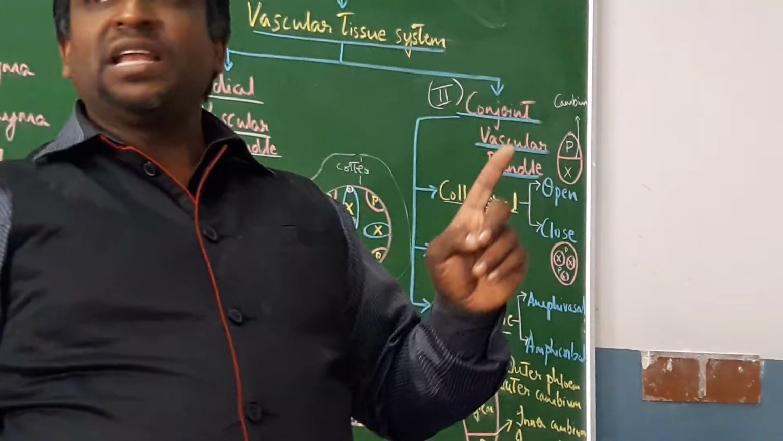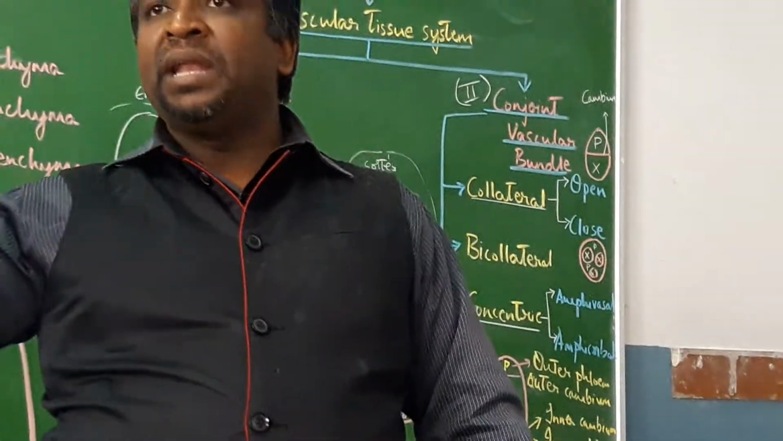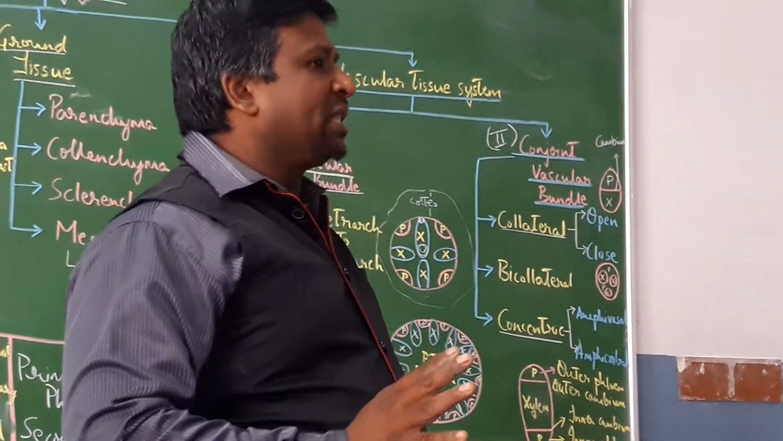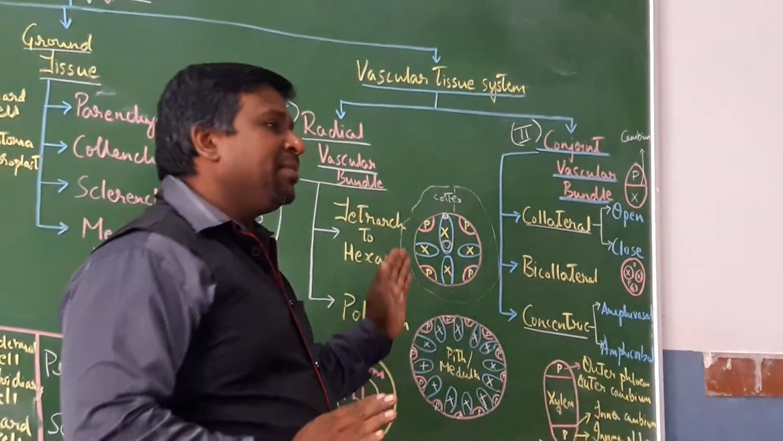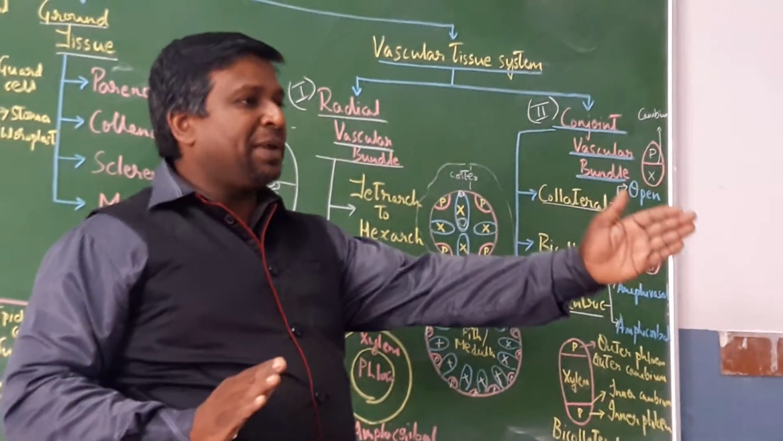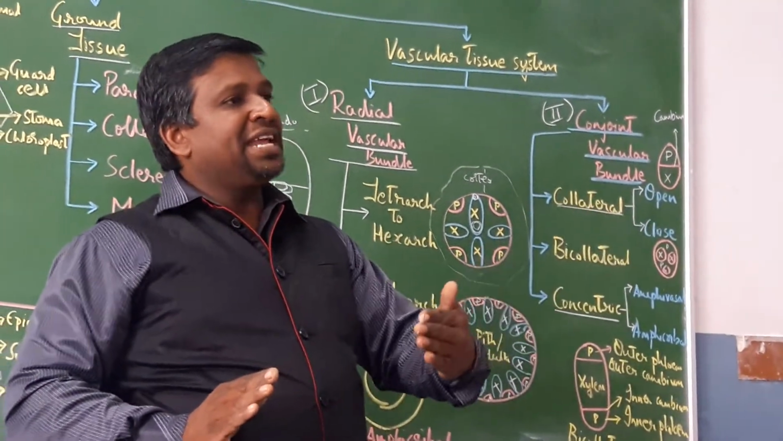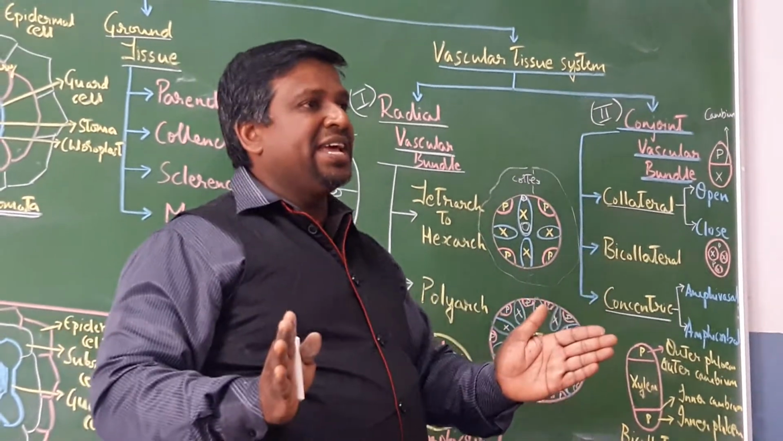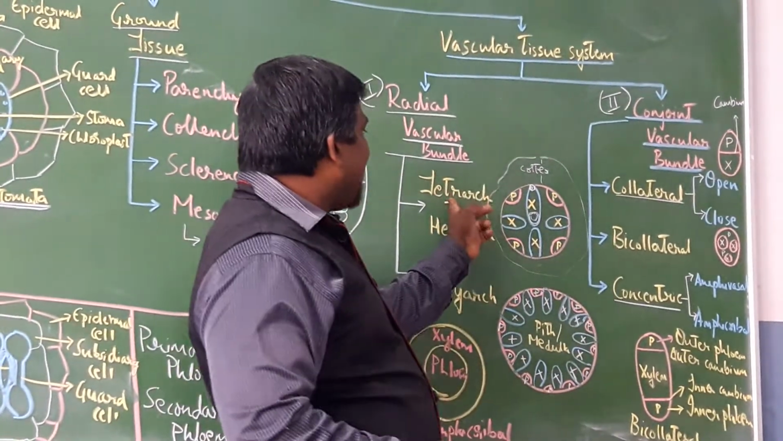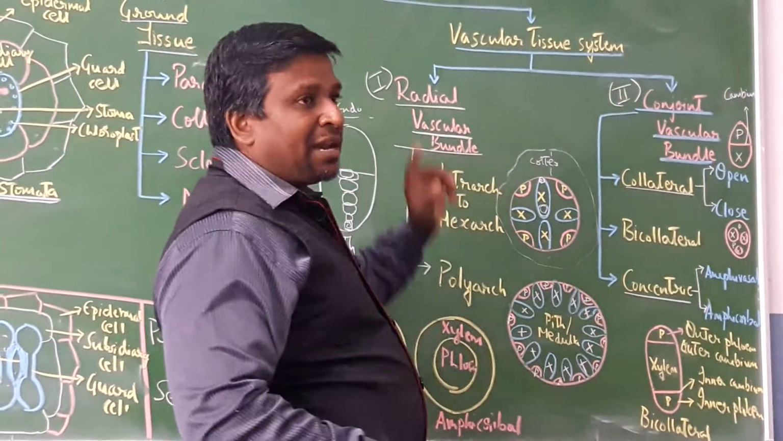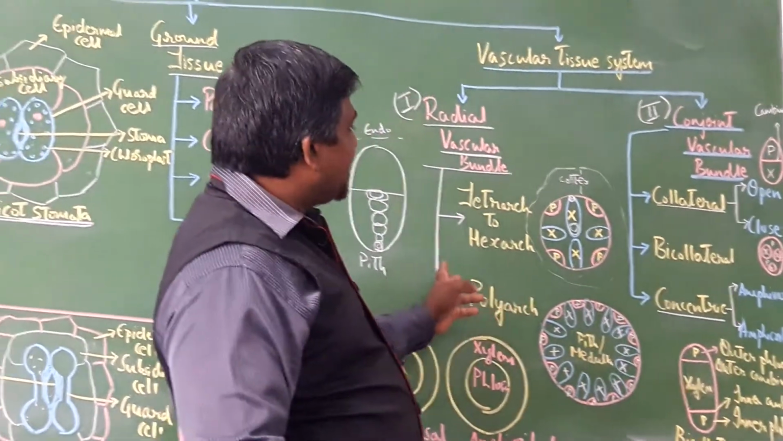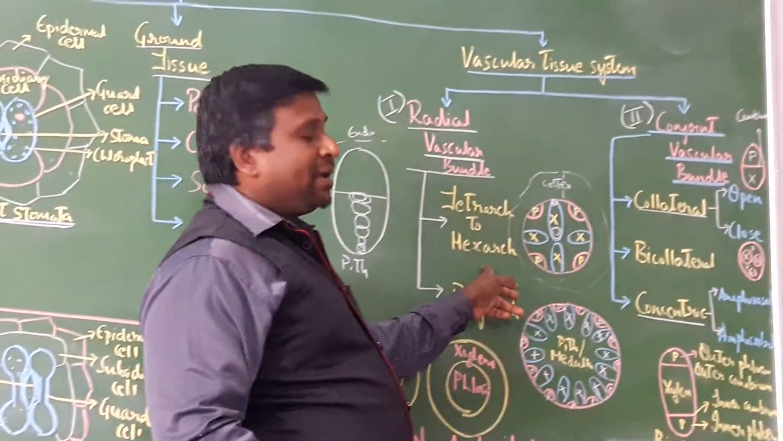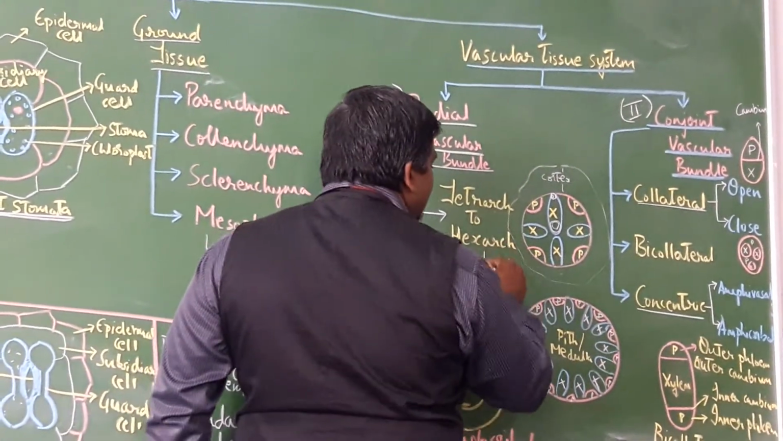The radial vascular bundle you notice predominantly in roots, in dicot root and monocot root only. In the radial vascular bundle, the xylem patch is arranged in a separate radius and the phloem patch is arranged in a separate radius. Since they are present separately in different radii, we call this type of bundle a radial vascular bundle. Radial vascular bundles are of tetrarch to hexarch type. This is noticed in the case of dicot root.